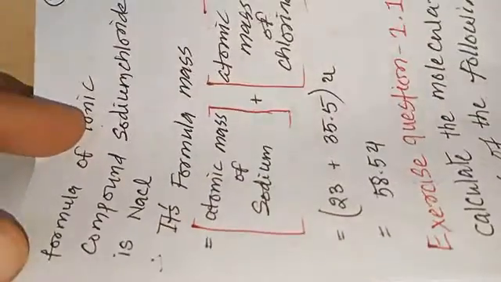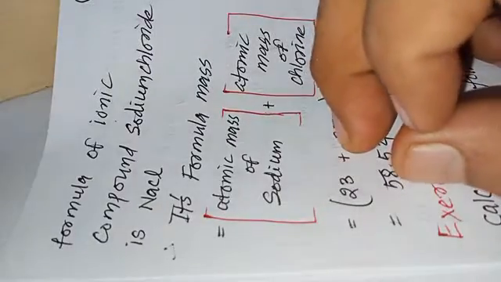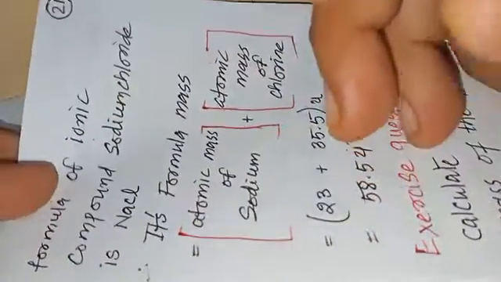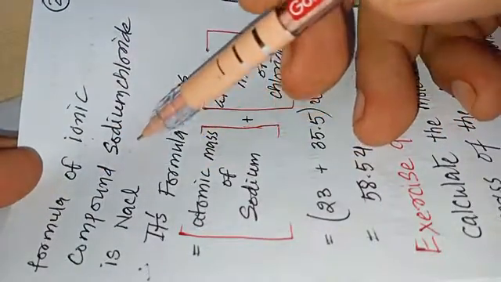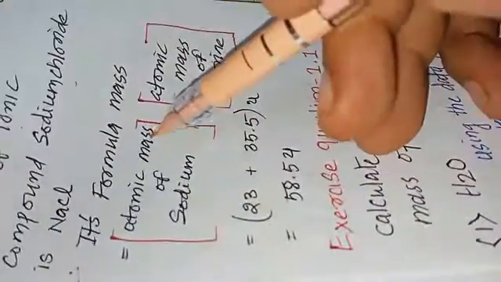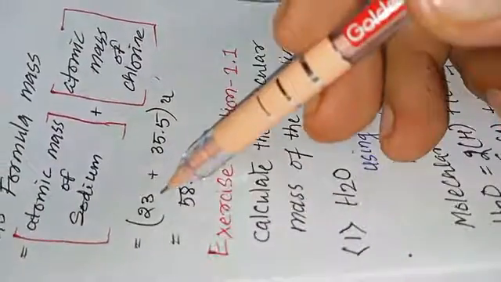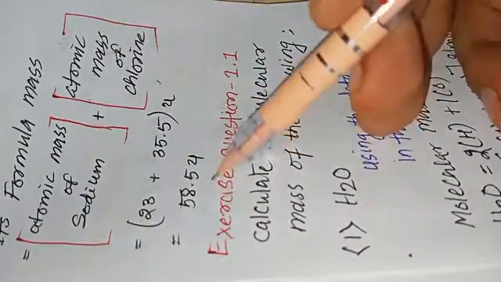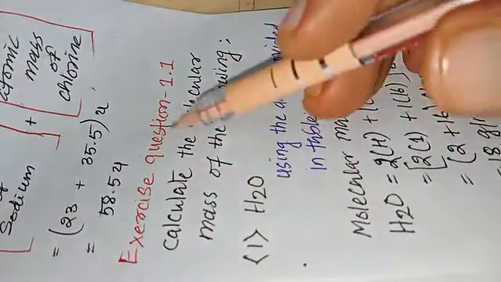So the meaning is the same, just the word used is different; otherwise the way of calculation is the same. Formula unit mass is the sum of the different atoms present in the formula unit. We just need to sum all of them. The formula of the ionic compound sodium chloride is NaCl. Its formula mass would be the atomic mass of sodium plus the atomic mass of chlorine, that is 23 plus 35.5 U, that is 58.5 U.